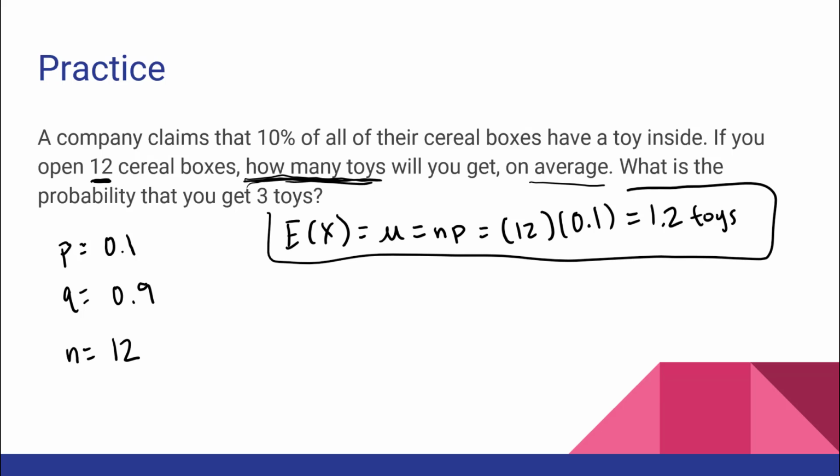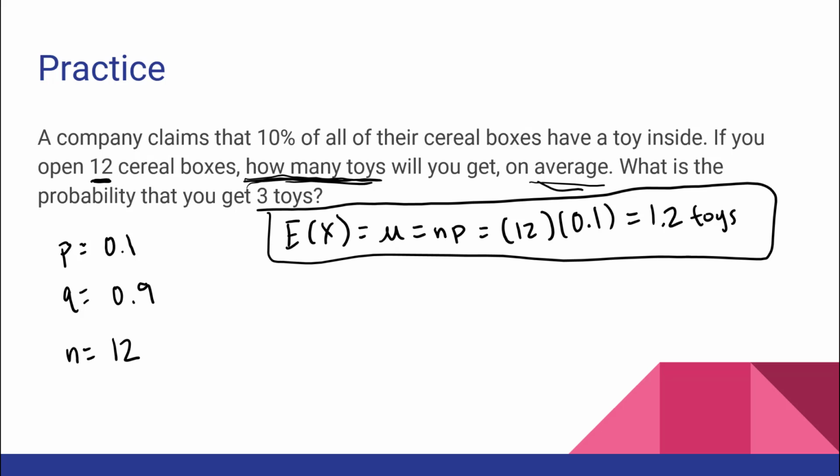So it sounds kind of weird, right? A decimal number of toys, but because it says on average, then a decimal number of toys is fine. Because what this means is basically if I open 12 cereal boxes, I'm going to get, let's say, 2 toys. But if you open 12 cereal boxes, you're going to get a different number, right? If I open 12 boxes, you open 12 boxes, and then a bunch of other people all open 12 boxes each, if we average up the number of toys that each person gets between all of us that open 12 boxes, we will get around 1.2 toys. So that's the first question.